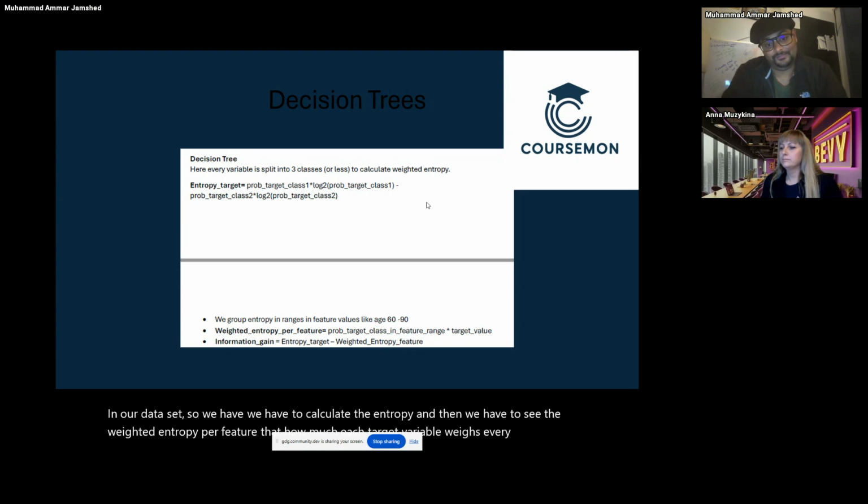And then we see the information gain in decision tree, that is, how much the entropy of the target is different from the entropy of the feature weighted. And whichever has the highest information gain becomes the feature we need to go with, okay, in decision trees.